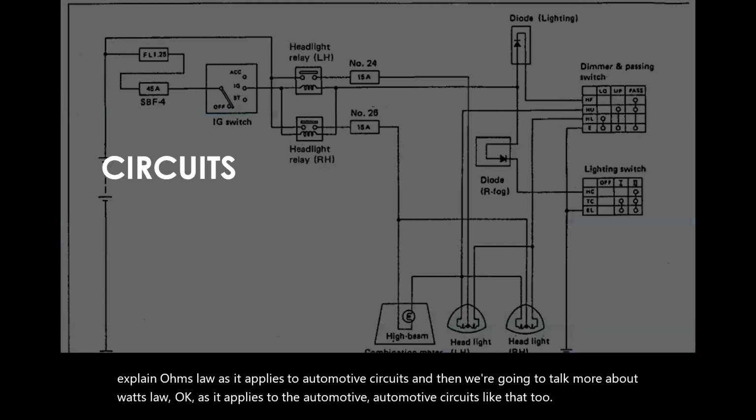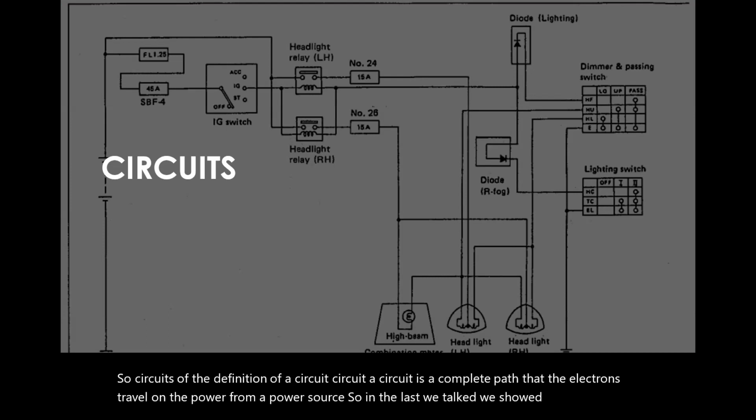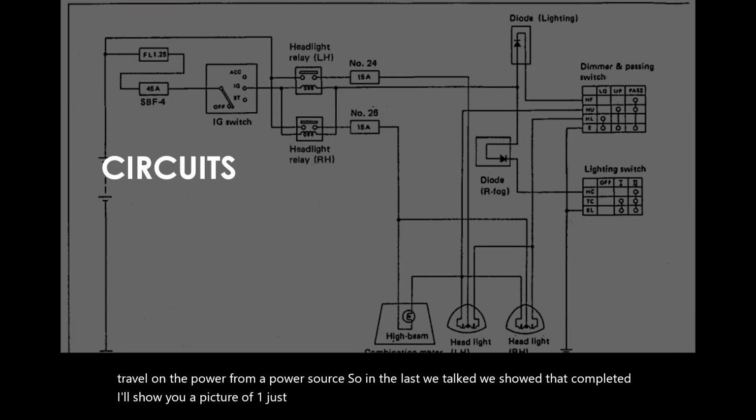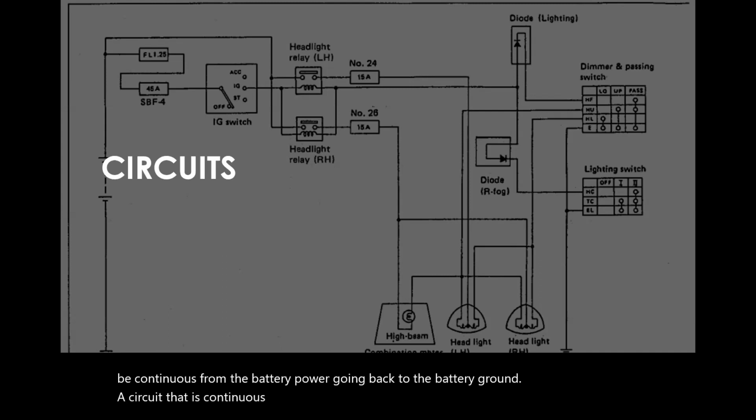So circuits, the definition of a circuit: a circuit is a complete path that the electrons travel on from a power source. So in the last video we showed that completed circuit. I'll show you a picture of one in just a few minutes. For any electrical circuit to work at all, it must be continuous from the battery power going back to the battery ground. A circuit that is continuous throughout is said to have continuity. Okay, so it makes contact, we'll put it that way.